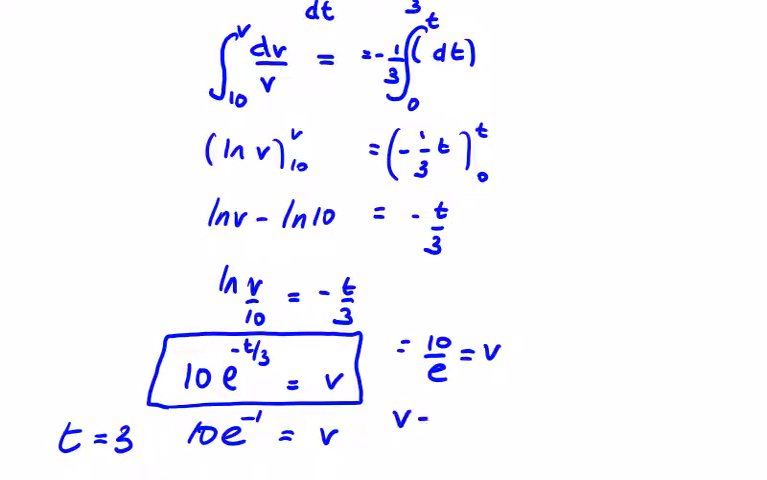And if we want that decimalized, this velocity would be 3.6787, we just round it off here, 3.68 meters per second.